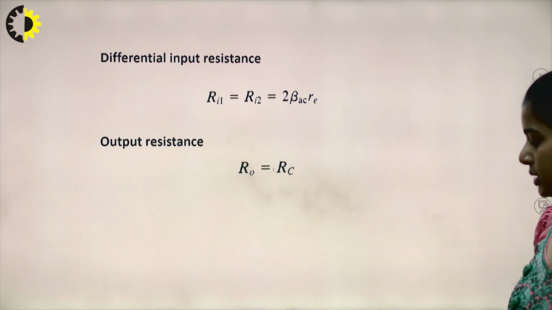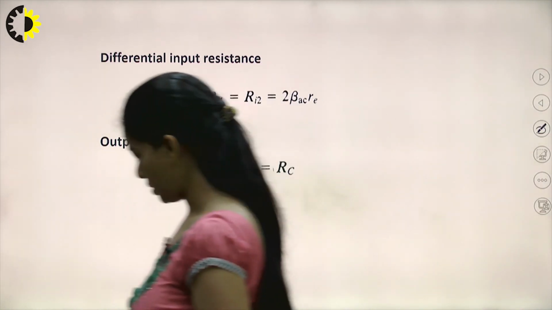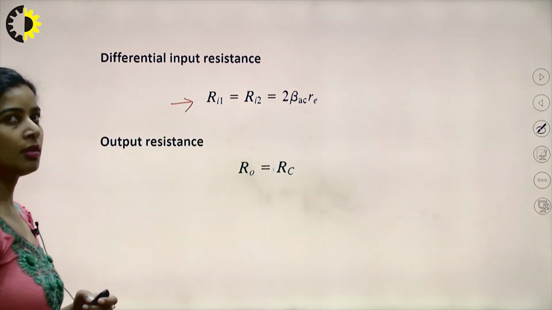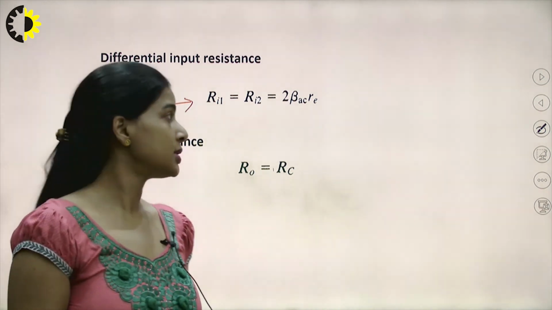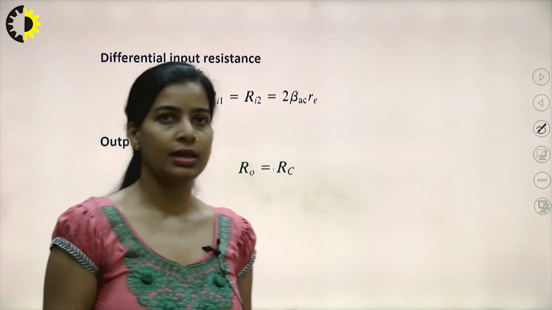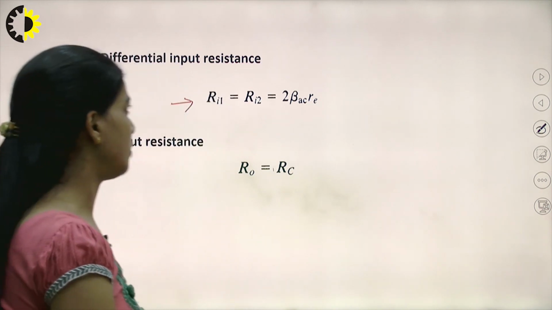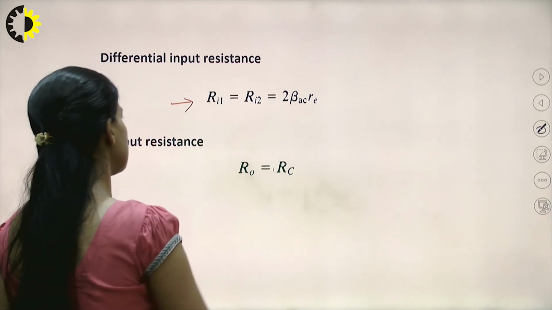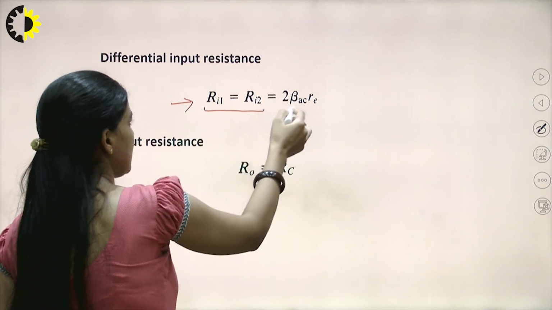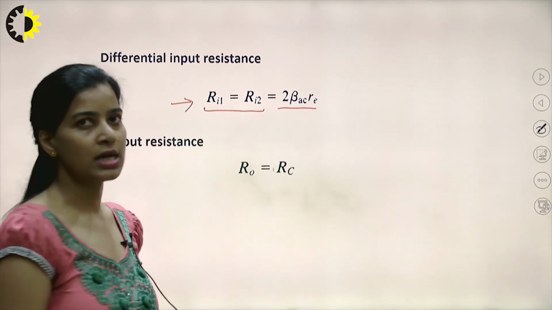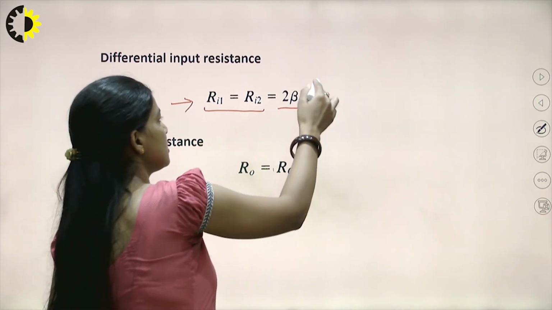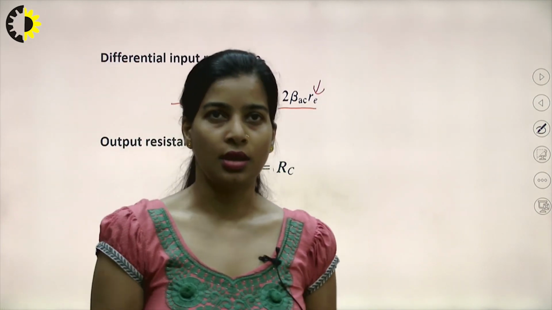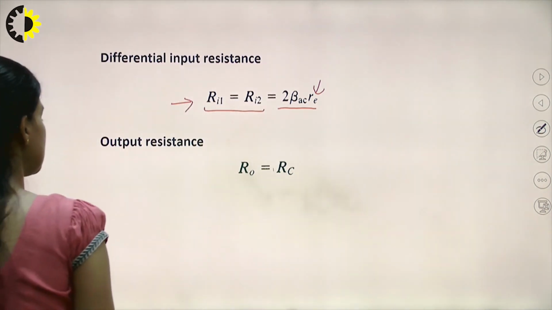The differential input resistance calculation steps you can see in the previous configurations. Here we can see that the circuit is not changed, the circuit is the same. The only change with this configuration is the point where we are measuring the output, so it will not affect the resistance. So Rin1 and Rin2 will be the same, 2 beta AC into RE. This is the approximated value. The exact value that we calculated in the previous configuration will also be the same.